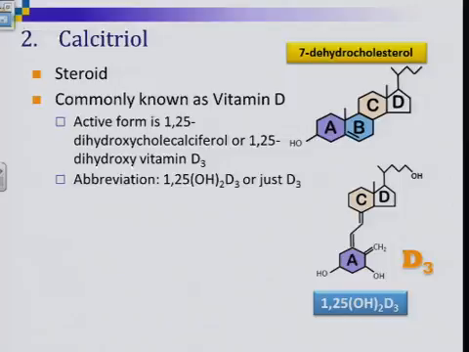I typically abbreviate this 1,25-dihydroxy D3 with a 2 here like this. And that's just because the name calcitriol is an awful lot like calcitonin. And it's best not to get them confused.